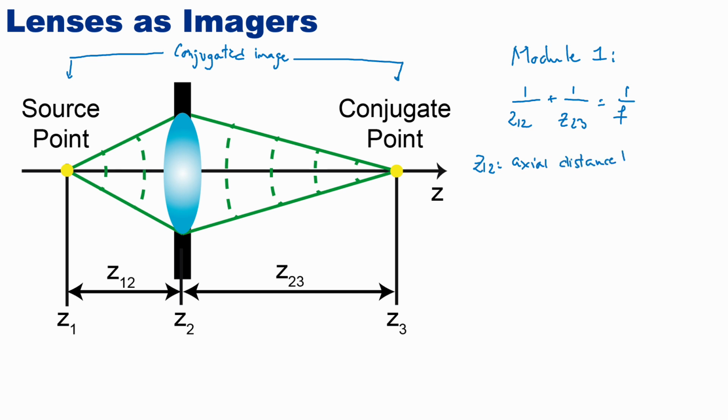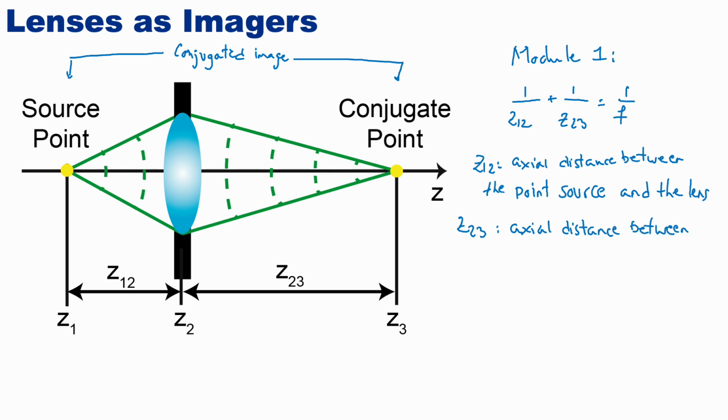between the point source and the lens, and then z23 is the axial distance between the lens and the image, or the conjugated point source.